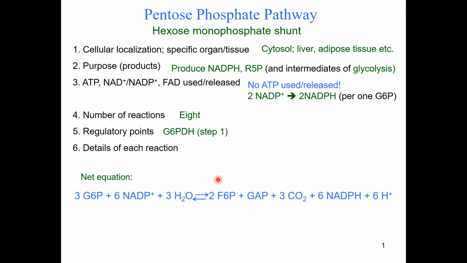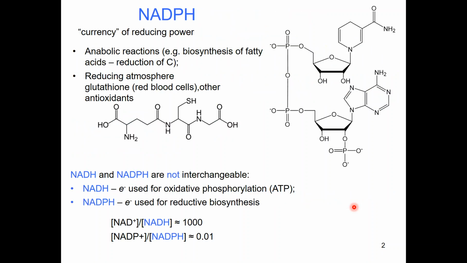So those 2 are the carbohydrate products of the pentose phosphate pathway, and of course we know they can be used for glycolysis because they are also intermediates of glycolysis. For those 3 glucose 6-phosphate molecules, we need to consume 6 molecules of oxidized nicotinamide adenine dinucleotide phosphate, and as a result we produce 6 reduced NADPH molecules. So let's take a look at the structure of the products of this pathway.